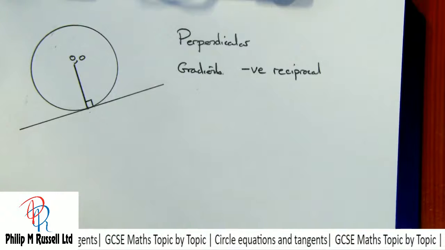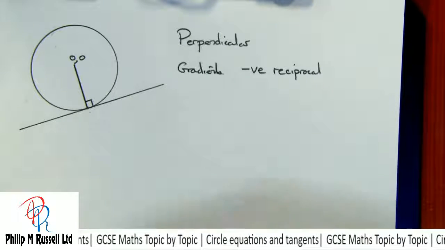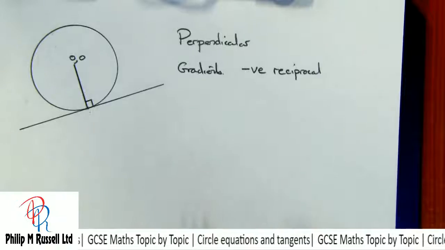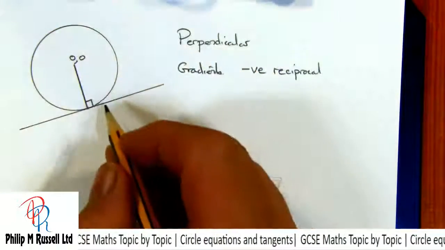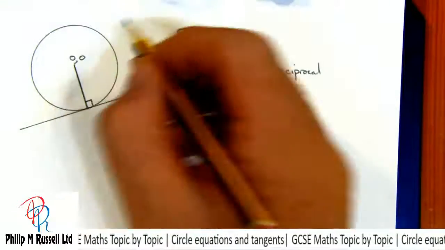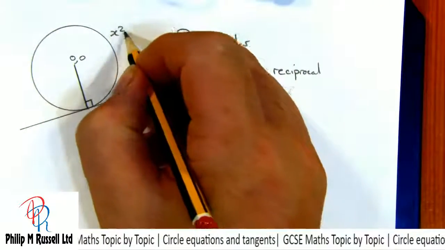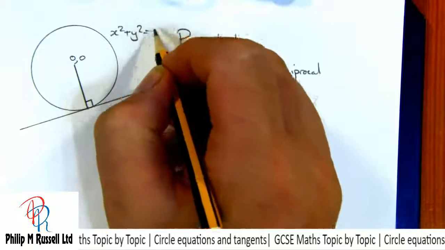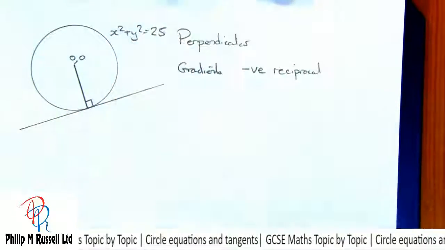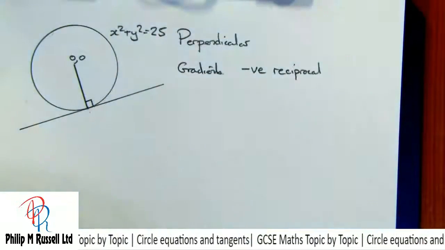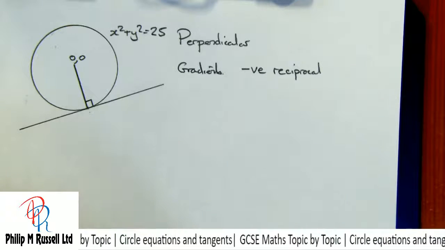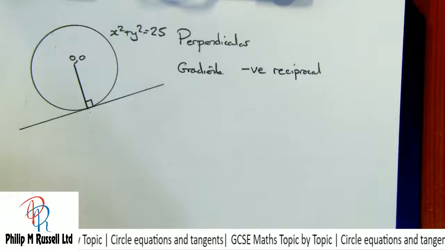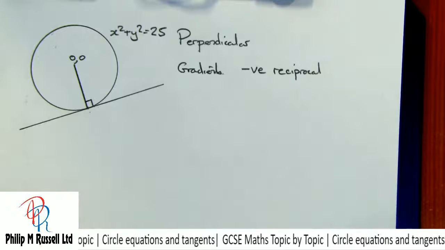Let's try and find out something. So let's take this question. We've got the equation of our circle, and let's suppose that's x squared plus y squared equals 25, and we're told that this meets a line at the point, perhaps, 2, 1.